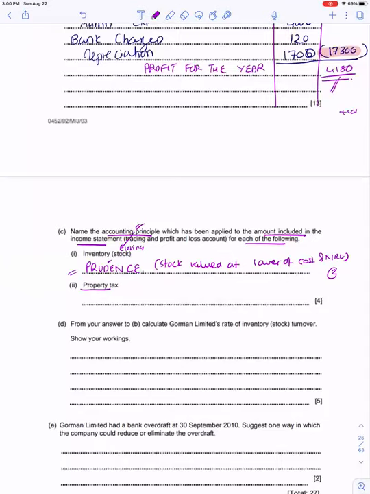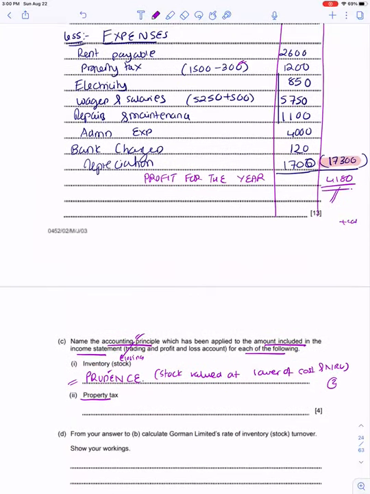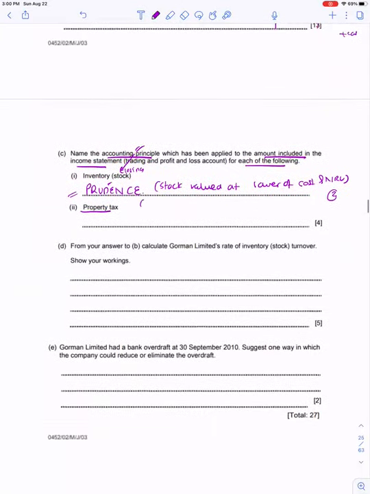Property tax. In the property tax, I had removed the prepaid. That means I am following the accrual or matching concept, wherein I match the income for the year with the expense for the year. Anything that is paid in extra is removed.